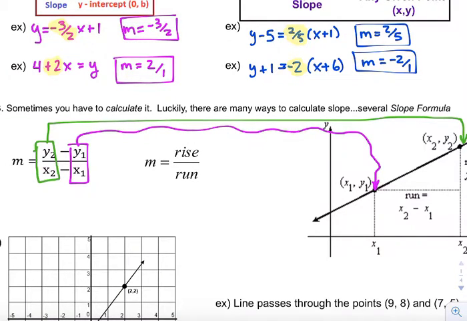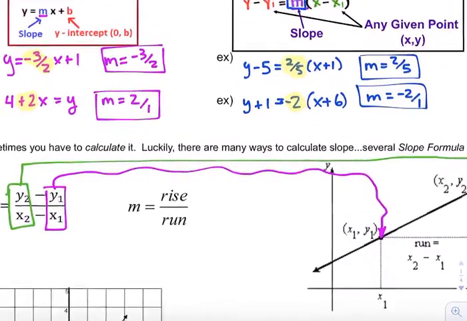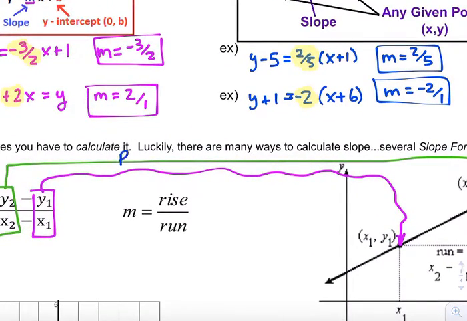Okay? And so all we have to do here is do a calculation, y2 minus y1 over x2 minus x1, and we're going to have our slope. And so again, it's important to note that these just represent points.